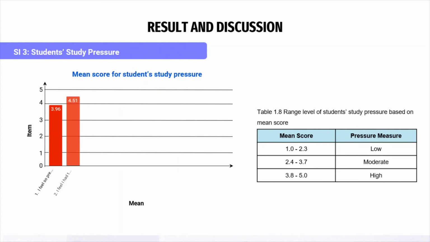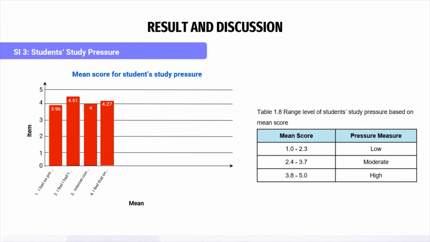Next, the second item is the highest, with a mean score of 4.51, indicating high study pressure among the students. This is because they feel too much pressure from their study and assignments. Thirdly, the mean score is 4.0, which indicates high pressure. This is because the students have problems with internet connection during online learning. Most of the respondents vote strongly agree for item number 4. The mean score is 4.27, which is high study pressure, measured for the question whether students feel that online learning limits their time for leisure activities.